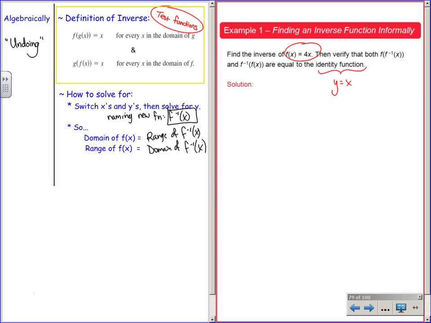And remember, each of these are compositions. You're plugging in. So first of all, okay, well, how do we find an inverse?